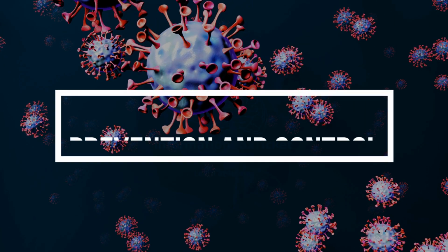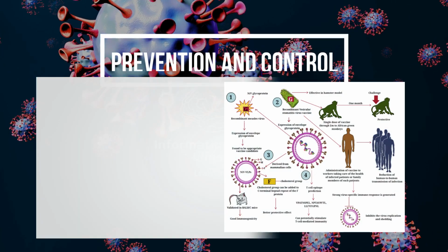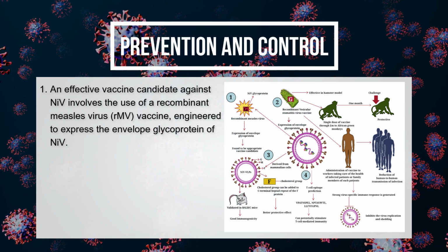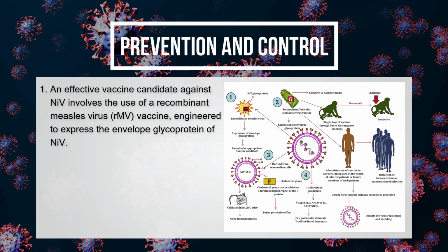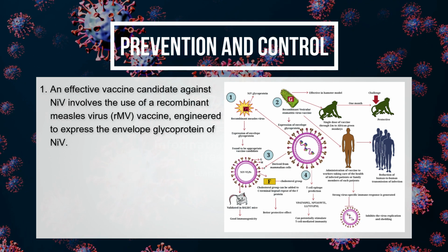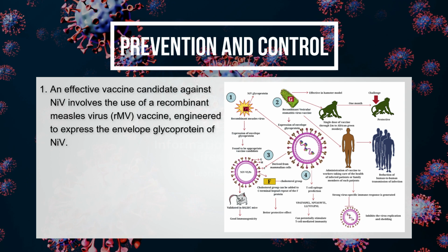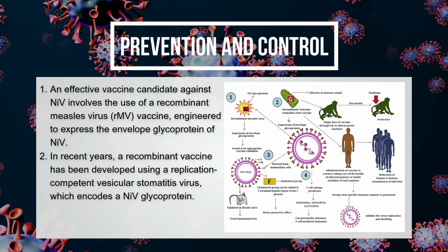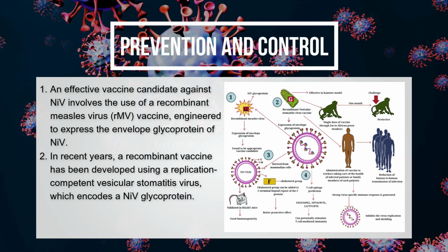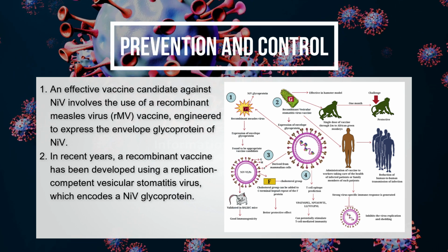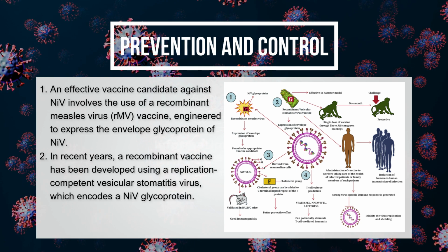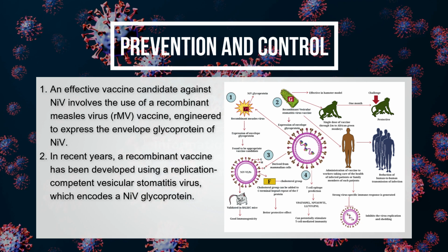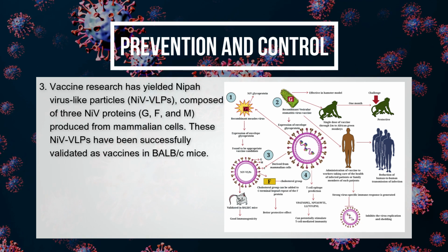And lastly, prevention and control of Nipah virus. Number 1. An effective vaccine candidate against Nipah virus involves the use of a recombinant vaccinia virus vaccine engineered to express the envelope glycoprotein of Nipah virus. Number 2. In recent years, a recombinant vaccine has been developed using a replication-competent vesicular stomatitis virus which encodes the Nipah virus glycoprotein. Number 3.